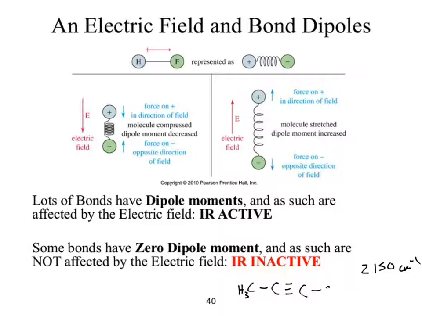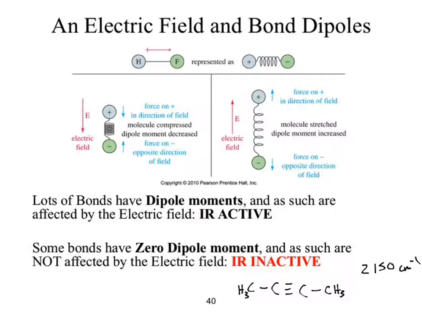If I now add in another CH3, again, I haven't changed the identity of that bond, but what have I done to the dipole? There's now no dipole. So while the signal may show up at the same spot, the intensity of that signal goes to virtually zero, and we end up not seeing the triple bond anymore. This is what's known as IR inactive.